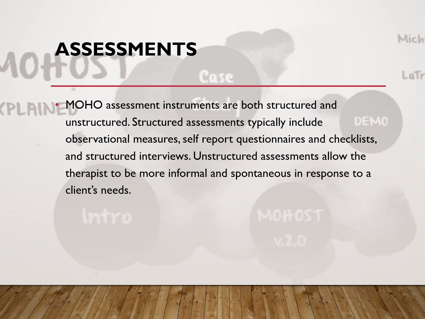So anyway, the MOHO assessment instruments are both structured and unstructured. You'll be learning more about that as you learn about assessment tools being standardized and non-standardized. They typically include observational measures, a self-report, because we want to know what the patient thinks about themselves. There are questionnaires and checklists. There are structured interviews. Unstructured assessments allow the therapist to be more informal and spontaneous in response to a client's needs.